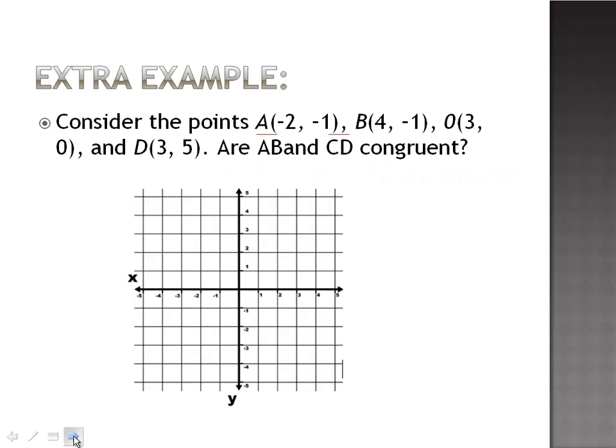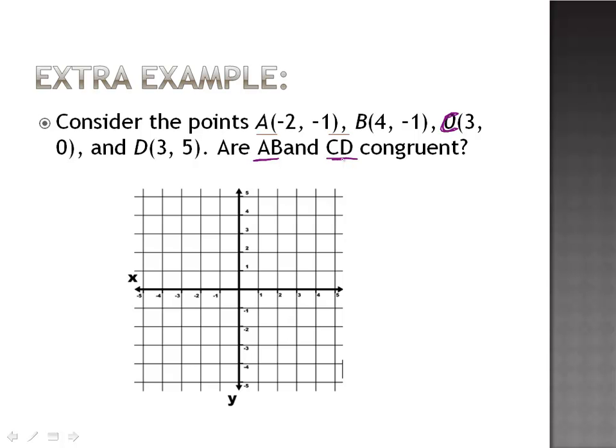My last example here says consider the points A, which is (-2, -1), B, which is (4, -1), C, which is (3, 0), and D, which is (3, 5). Are segment AB and segment CD congruent? To know if they're congruent or not, we have to look at their distances. I added a little coordinate plane on mine. This isn't in your notes, so you should probably just sketch one on your notes.